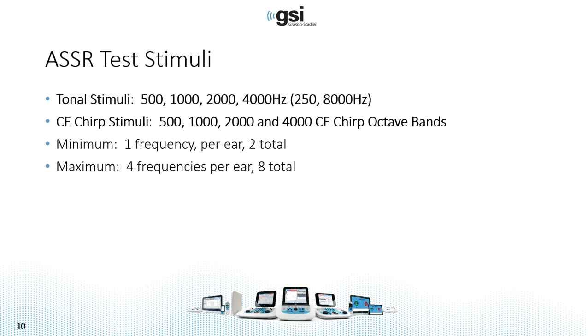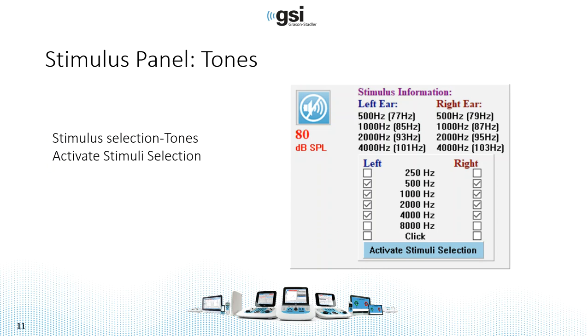The minimum number of frequencies that have to be selected is 1 per ear, or a total of 2. The maximum number is 4 frequencies per ear for a total of 8. When you want to use tonal stimuli, you're going to select them from this stimulus panel. You'll see the black boxes with check marks there. Those indicate that that is the test stimuli to be tested.